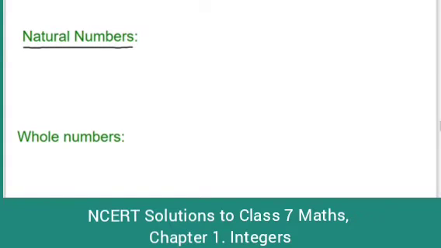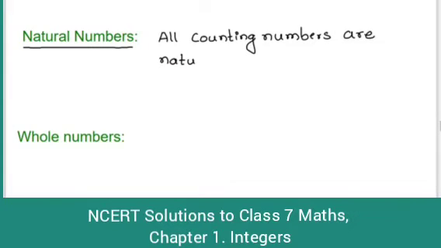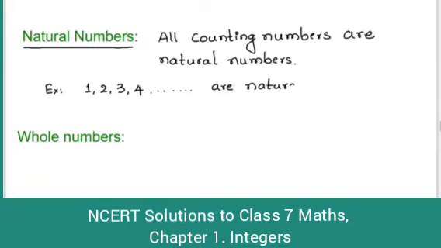What are natural numbers? All counting numbers are natural numbers. We will see some examples of natural numbers. Examples are 1, 2, 3, 4 and so on. So these are natural numbers. All the counting numbers are natural numbers.